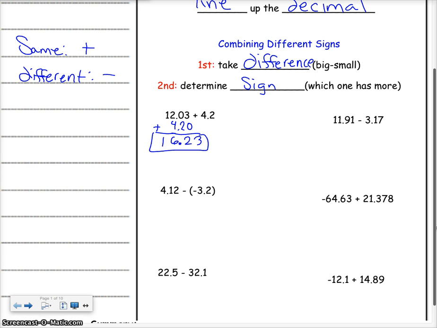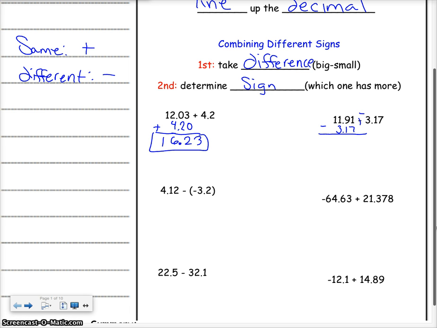Okay, next one, 11.91 minus 3.17. And this is where students get a little grumpy with plussing and the negative. They're like, do I plus the negative or do I subtract? It's really honestly equivalent. And at some point you will understand that. But minusing is the same thing as plussing a negative. I would plus a negative, but they're different, so you're just going to subtract them anyways. It's truly the same thing. So minus 3.17.